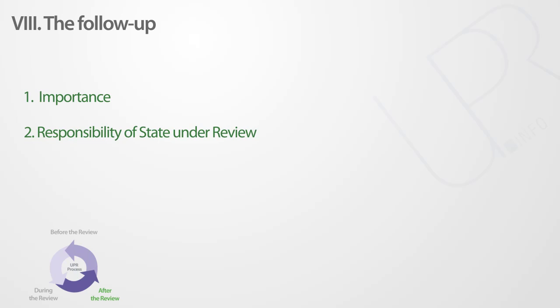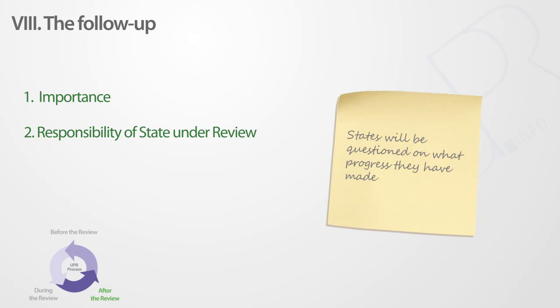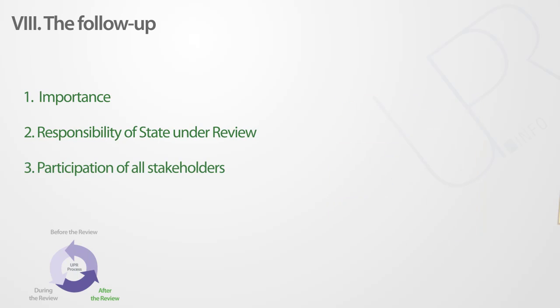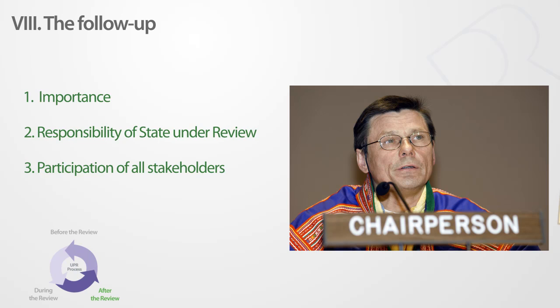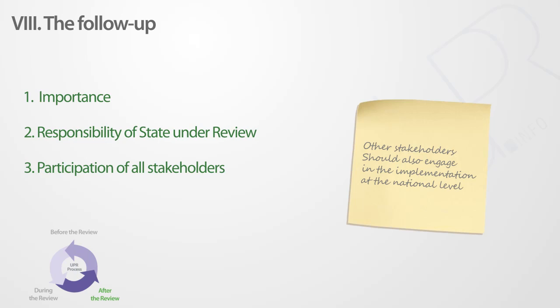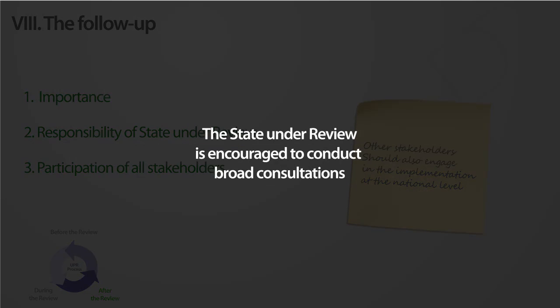It is the primary responsibility of the state under review to implement the recommendations received during its review. At the next review, states will be questioned on what progress they have made and why they have not implemented the recommendations. Other stakeholders, such as NGOs, national human rights institutions, Office of the High Commissioner for Human Rights, regional and country offices, UN agencies, media, and parliamentarians should also engage in the implementation at the national level. Indeed, according to the Human Rights Council Resolution 16/21, the state under review is encouraged to conduct broad consultations with all relevant stakeholders.